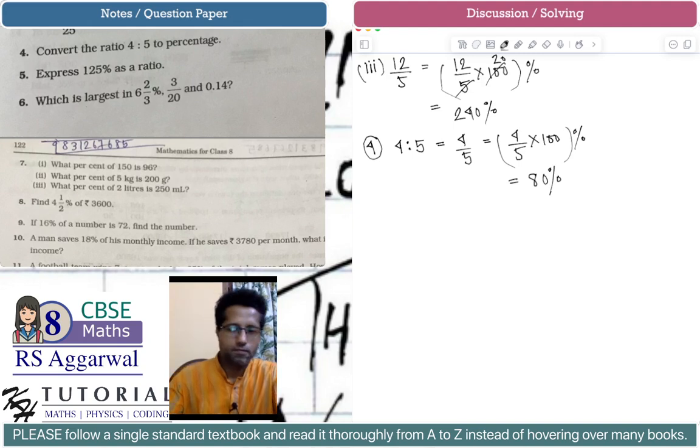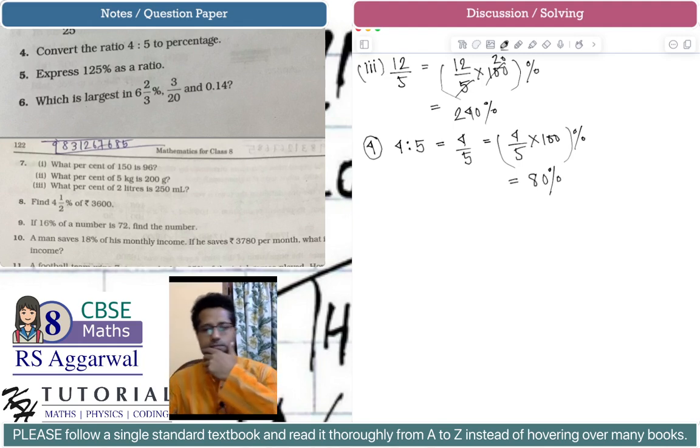So the ratio 4:5, when expressed as a percentage, is 80%. Okay.